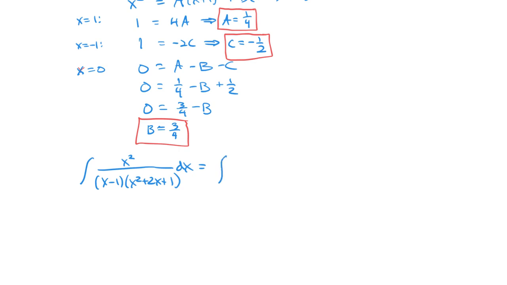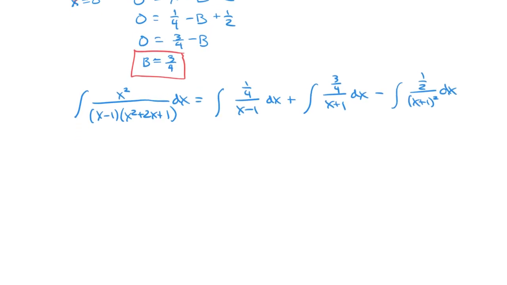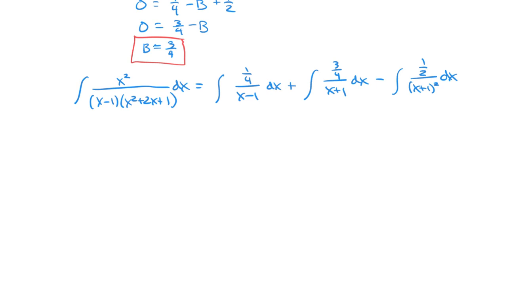All right, well, that is going to be equal to 1/4, that was A, over x minus 1 dx, plus B was 3/4 over x plus 1 dx, and then minus 1/2 over x plus 1 squared dx. And then what I'm going to do is pull out these coefficients in front. So like the 1/4 I'll pull out here, 3/4, 1/2 I'll pull out there. So then we'll get, this is equal to 1/4, 1 over x minus 1 dx, plus 3/4, 1 over x plus 1 dx, minus 1/2, 1 over x plus 1 squared dx.